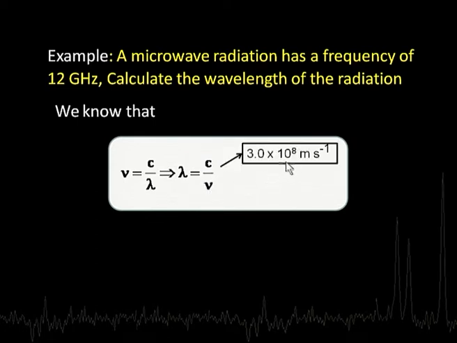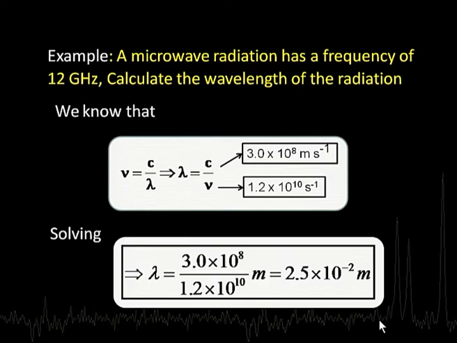The value of c is 3 into 10 to the power 8 meter per second, and frequency is given to me as 12 gigahertz. Because 1 giga is 10 to the power 9, 12 into 10 to the power 9 can be written as 1.2 into 10 to the power 10 hertz, or per second, or second inverse. On solving, we get the wavelength to be equal to 2.5 into 10 to the power minus 2 meters. So, a very simple application of the straightforward formula.